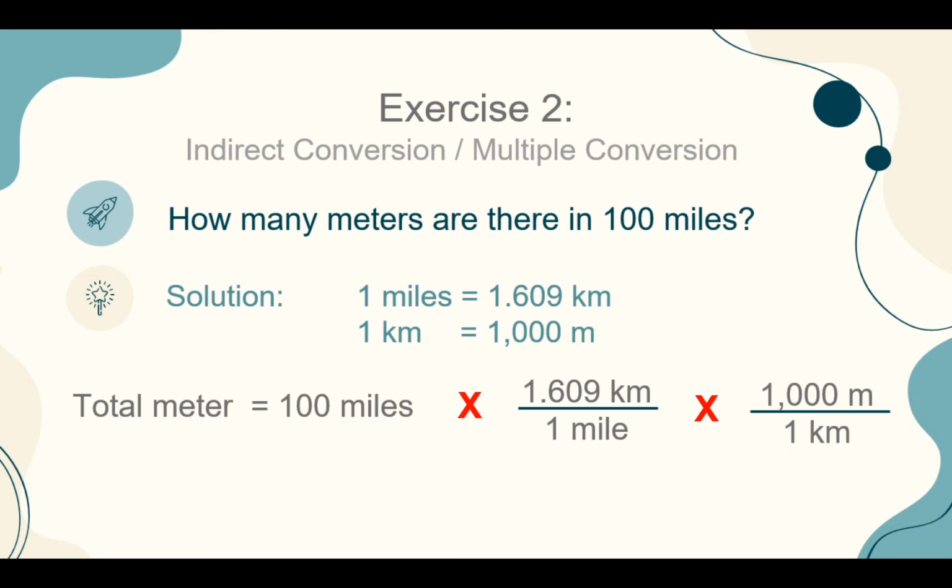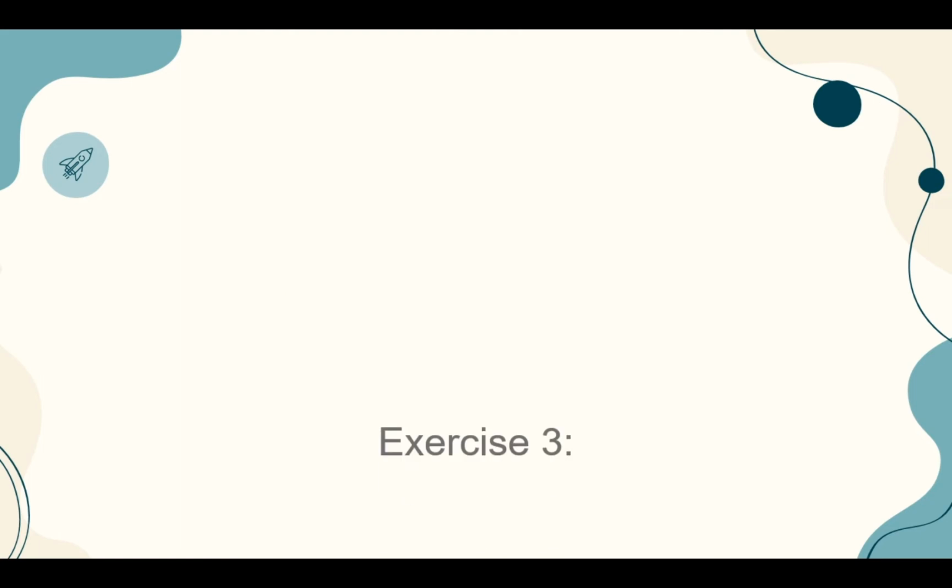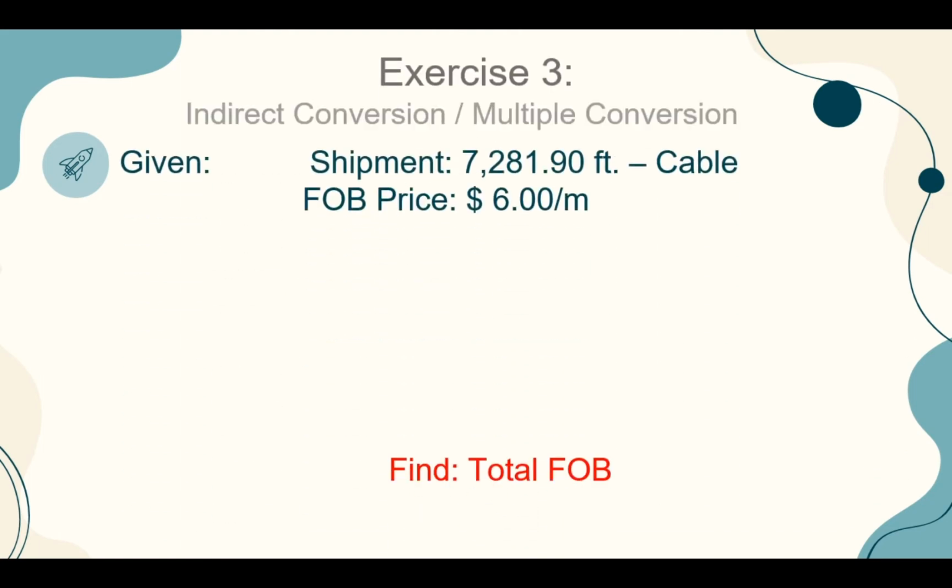So, for every 1 mile, there is 1.609 kilometers. For every kilometer, meron tayong 1,000 meters. So, cancel out lang yung mga same units, miles, kilometers. So, the answer is 160,900 meters for every 100 miles. Alright? So, next, exercise 3, indirect conversion pa rin, or multiple conversion tayo.